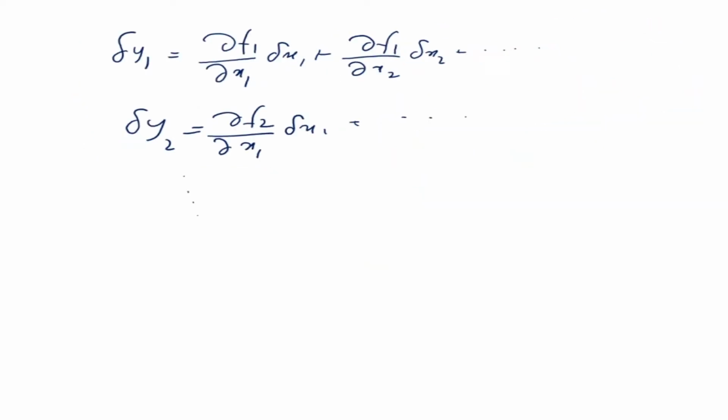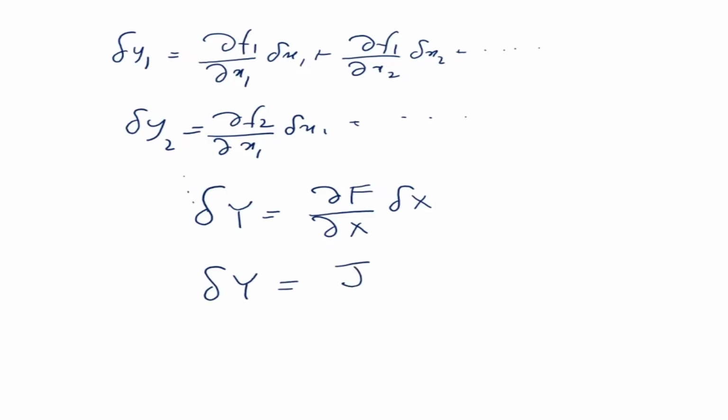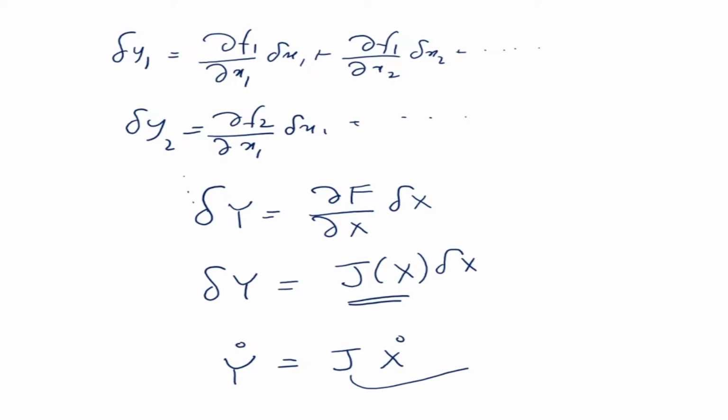Now we can write this as dy is equal to del f by del x into dx. This is what we mean by a Jacobian, so we can write this as J of x into dx. This term is what we call the Jacobian. Even shorter, I can write this as y dot is equal to J into x dot. This is called the Jacobian, which is basically relating the differentials of y and that of x, right?